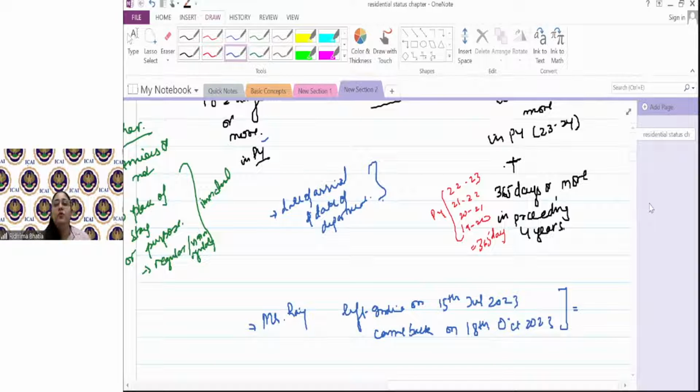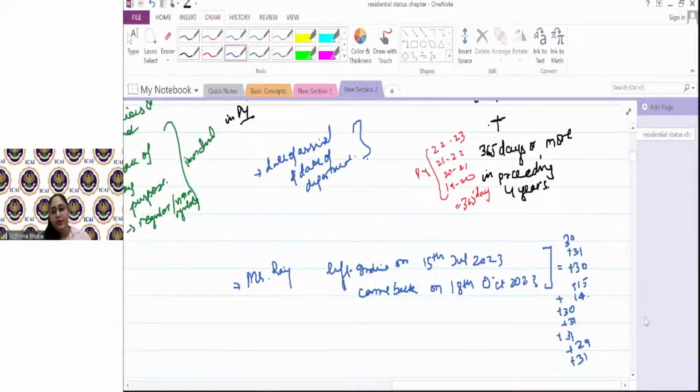देखा यहाँ पे ही गलती होगी. People saying we are calculating outside India, we are calculating in India. So simple. April में he was in India 30 days. May में 31 days. June में 30 days. July में till 15th he was there. So 15 July he was there 15 days. August में he's not there. September में he's not there. Not taken. October में he was there for 14 days. 31 minus 18 plus 1 because 18 को भी लेना है.